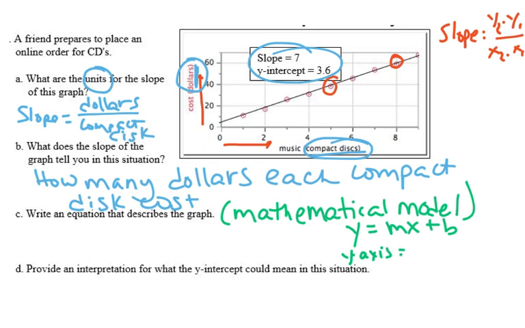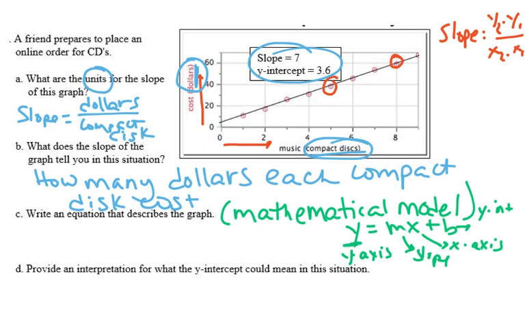M is your slope. X is your x-axis. And your B is your y-intercept. Okay? So it's called slope-intercept form. We're going to be using that to write all of our mathematical models for all of our graphs. Okay? So to write an equation that describes this graph, I need to have my y value on the left.